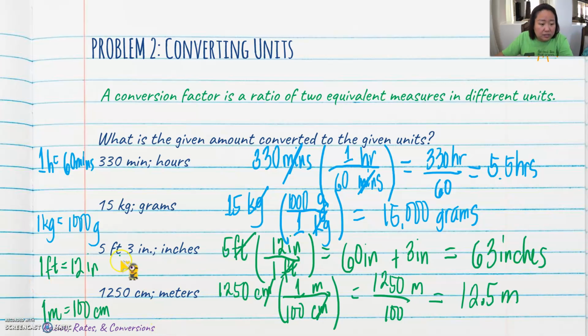And then the last example, 1250 centimeters, you have to change it to meters. 1 meter is equivalent to 100 centimeters. And so you will end up having 1250 over 100, which is equivalent to 12.5 meters.